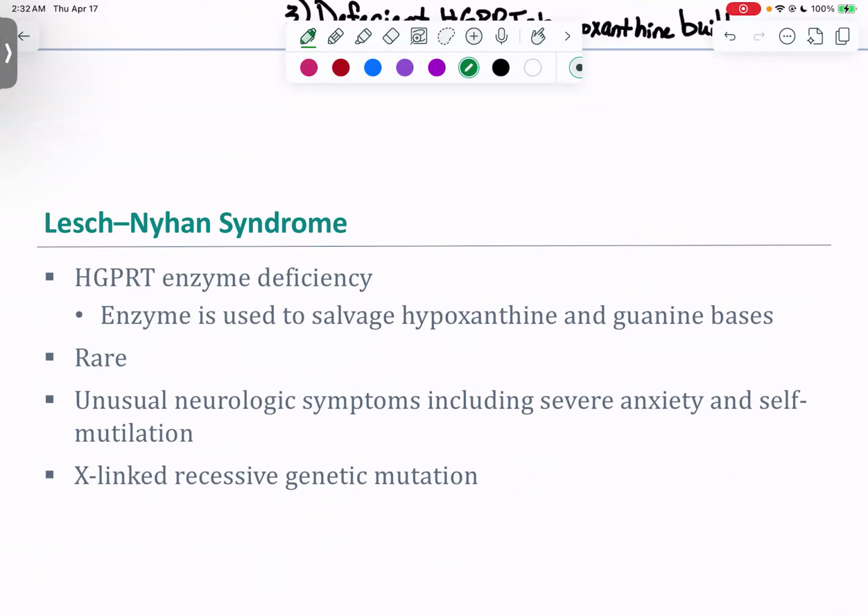And so you can't do that recycling. The book doesn't say it, but you have gout symptoms. And then you have some weird stuff. You have these really weird neurological symptoms, severe anxiety and self-mutilation. It's a really strange combination, and we're really not sure why.